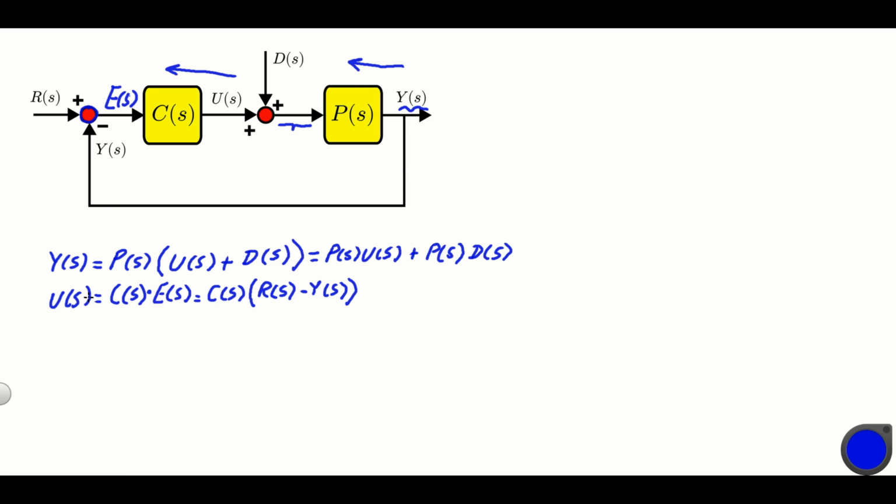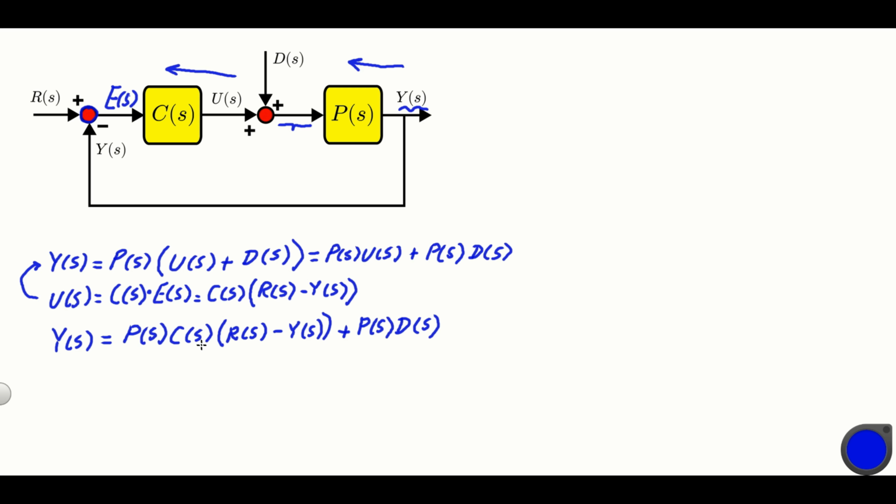Now, we can substitute this equation in this equation, and as the result, we will obtain that Y of S is equal to P of S, and instead of U of S, we can simply type C of S. Let's see what do we have here. We have R of S minus Y of S. And plus this term over here, which remains unchanged, P of S, D of S. Great. So what to do next?